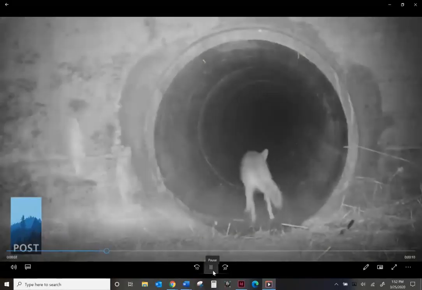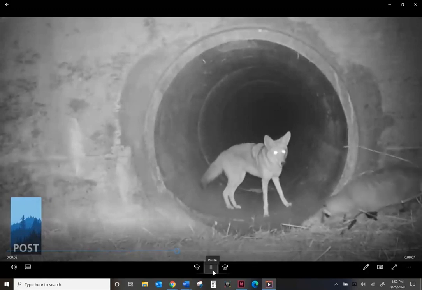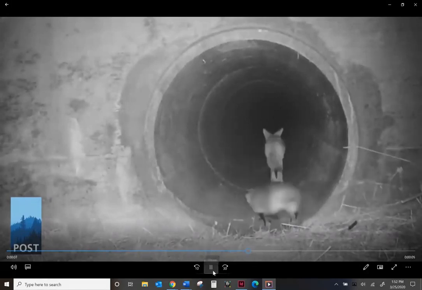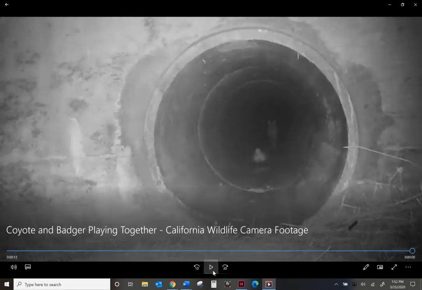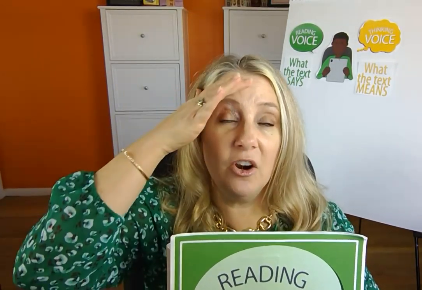There's the hop. Oh, the play bow. I saw his tail wagging. Look how he's waiting. Once he sees the badger in the tunnel, off they go. Yeah, they sure do look friendly to me. I agree. Oh, I loved seeing that. I loved seeing the actual video so that then we could really see if our visualizing in our mind, our imagining, really matched up to what we were reading with the words.